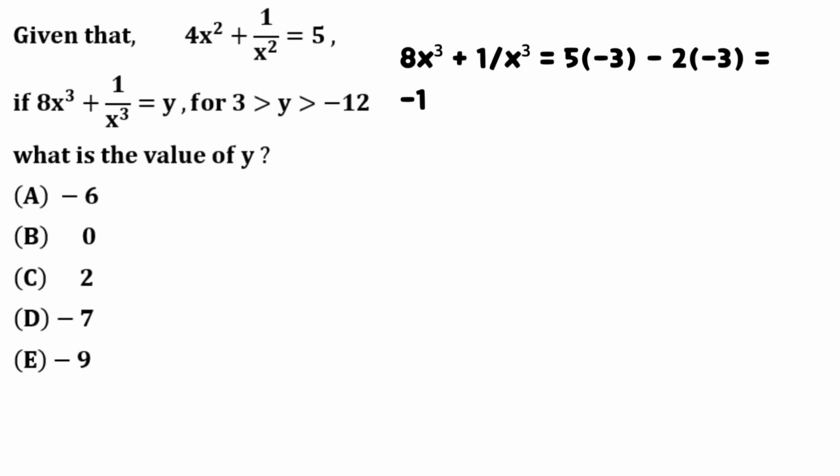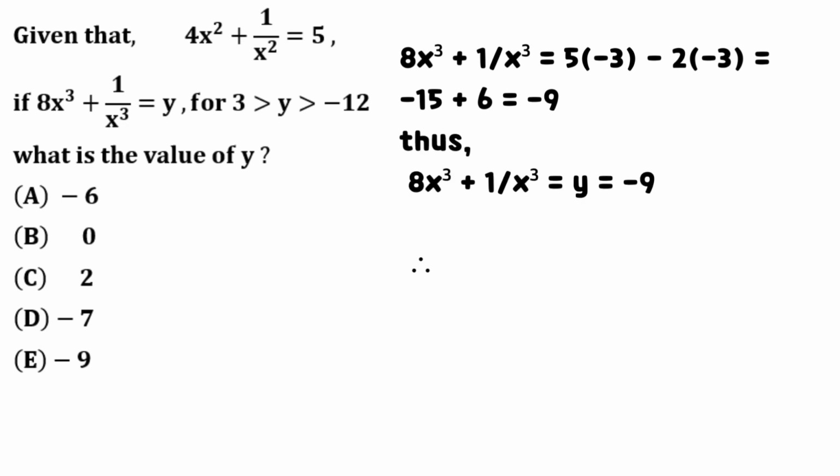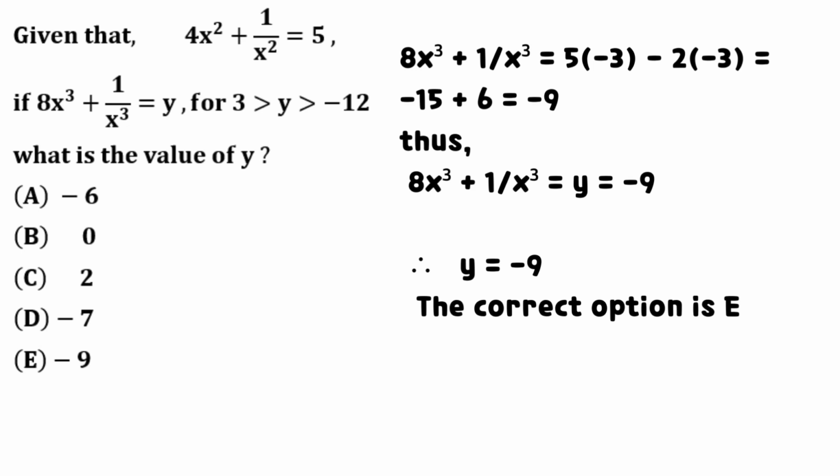The sum of 8 times the cube of x and 1 divided by the cube of x equals the sum of -15 and 6, which equals -9, that is equal to y. Therefore, y equals -9. The correct option is E.